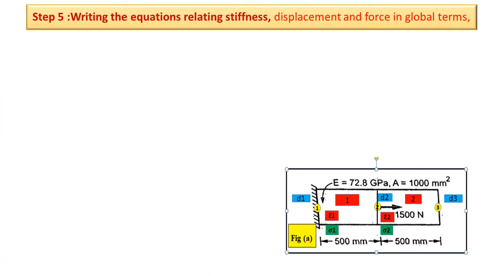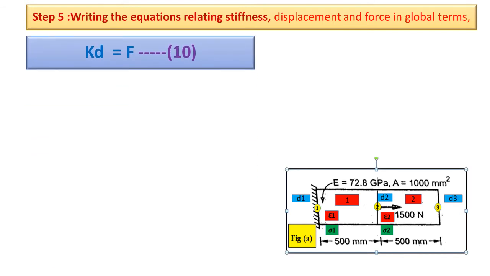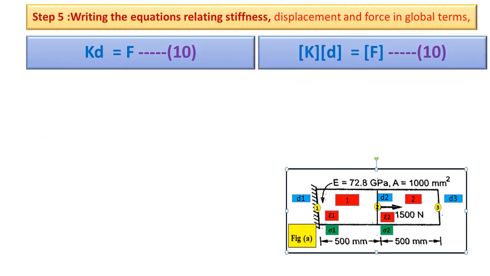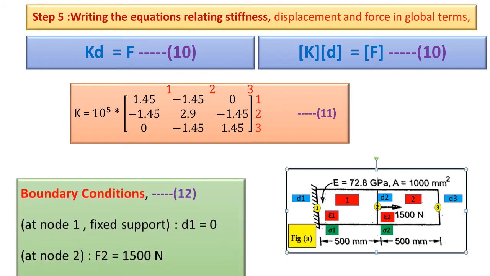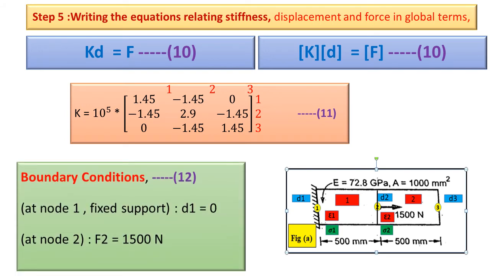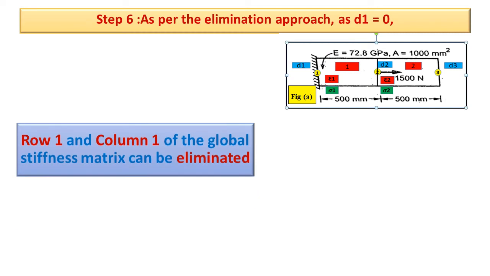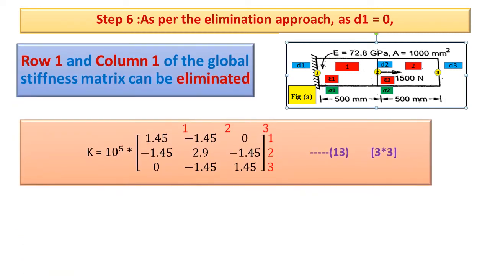Next step is we write equations relating stiffness, displacement and force in global terms, that is Kd equal to F. Equation number 11 represents the global stiffness matrix. Equation number 12 represents boundary condition. From the diagram it is clear that at node 1 fixed support is applied, therefore D1 is 0, and load is applied at node 2 of magnitude 1500. We will put all values and also we will apply the elimination approach.